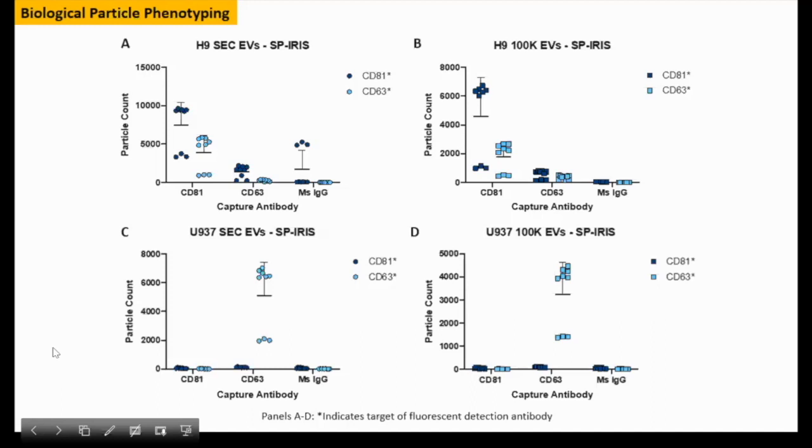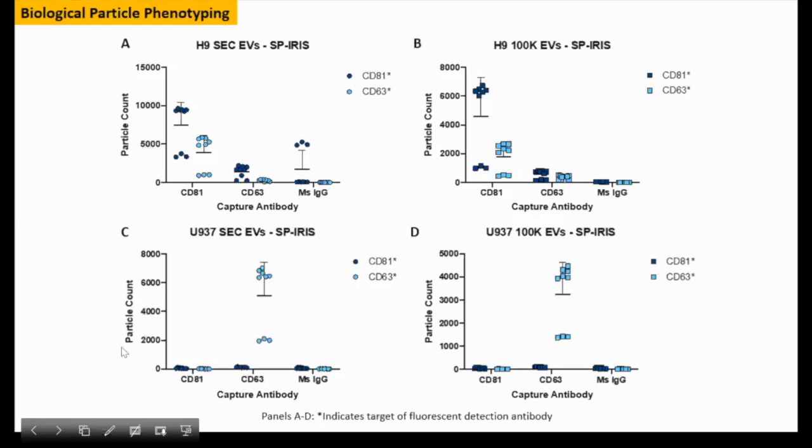So this data are the label-free. So in the label-free count, the SPI-RES platform measured individual particles captured by antibodies, and that's putatively positive for one antigen. So it's already a single particle phenotyping platform without even adding a fluorescence labeling. However, we did fluorescence detection with CD81 and CD63.